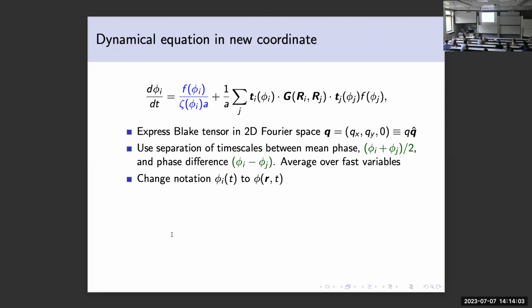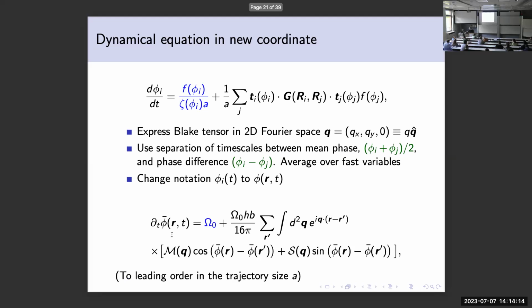Just another change of notation. Instead of using i to index each cilium, I'm going to use its position on the lattice. So little r is the position on the lattice. It's just a way of keeping track of all the different cilia. So doing these mathematical steps, I've now got a new dynamical equation. I haven't really got anywhere towards the wave yet. I've still got an equation for a single cilium here. But now I'm only having to worry about phase differences, not individual phases.